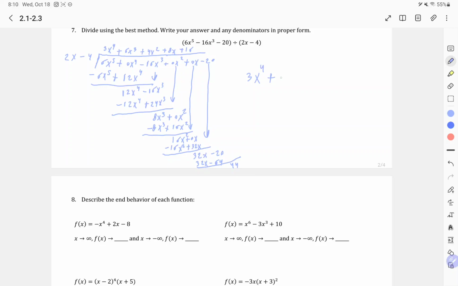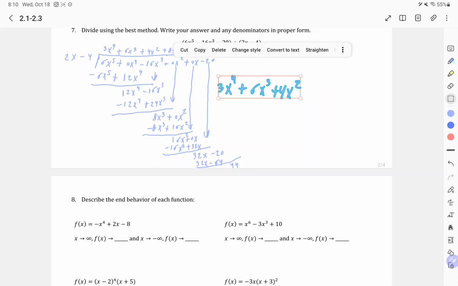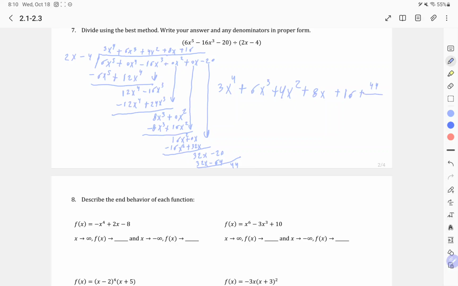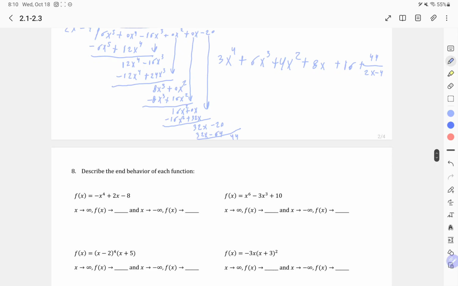3x to the power of 4 plus 6x to the power of 3 plus 4x to the power of 2. Let's move this a little bit. Plus 8x plus 16 and then plus 44 over 2x minus 4. Now that is indeed how we solve this.